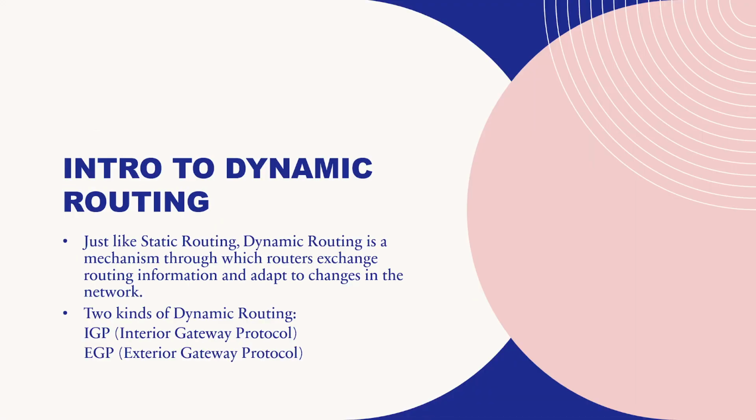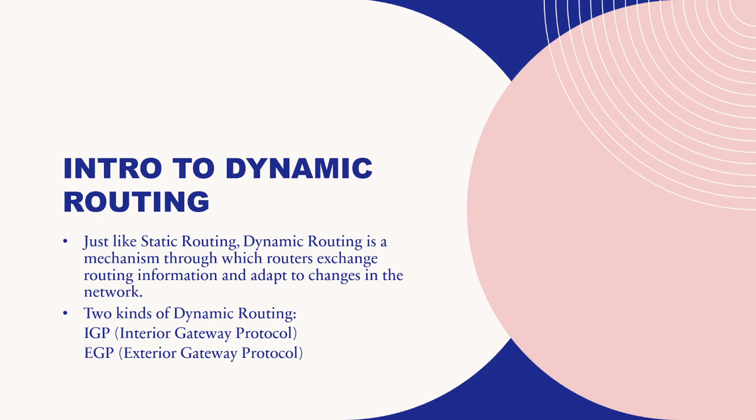So, an introduction to dynamic routing. Just like static routing, dynamic routing is a mechanism through which routers exchange routing information and adapt to changes in the network. As seen before with static routing, we had to manually tell the routers which network lied on which links. With dynamic routing, we don't have to do that. The routers will figure that out themselves. We just have to tell them that, hey, you need to start dynamic routing so that you can take part in that process. So we'll look at that.